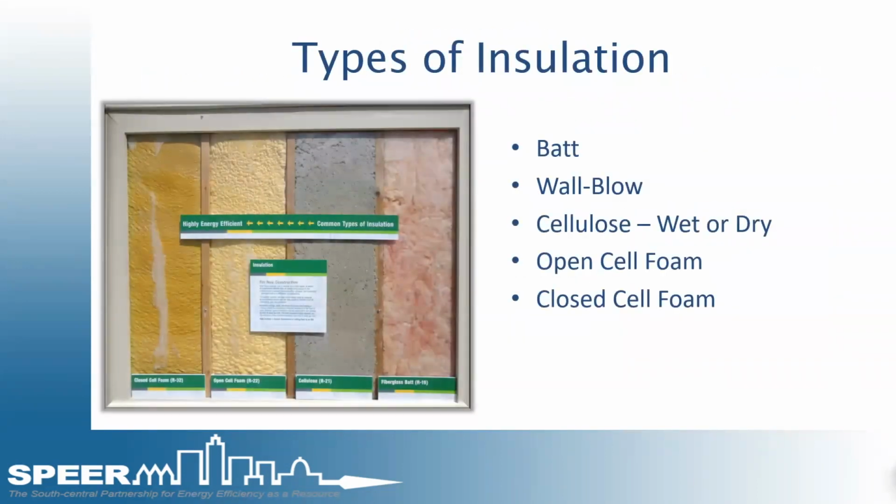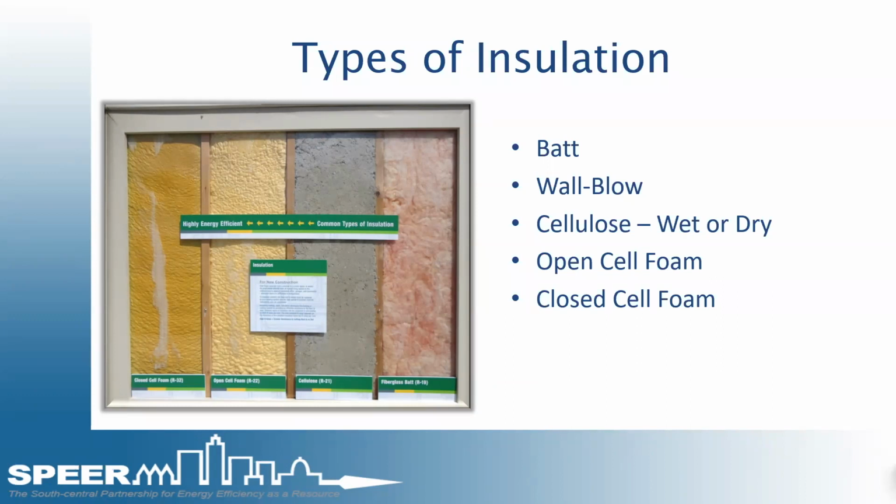And then types of insulation, we'll quickly go through this part of it. We've got batts, wall blow, cellulose, either in a wet or dry application. We have open cell foam and closed cell foam. On this graph here, it's kind of hard to see, it's blurry because it was blown up. It basically shows an R19 batt on the right-hand side.